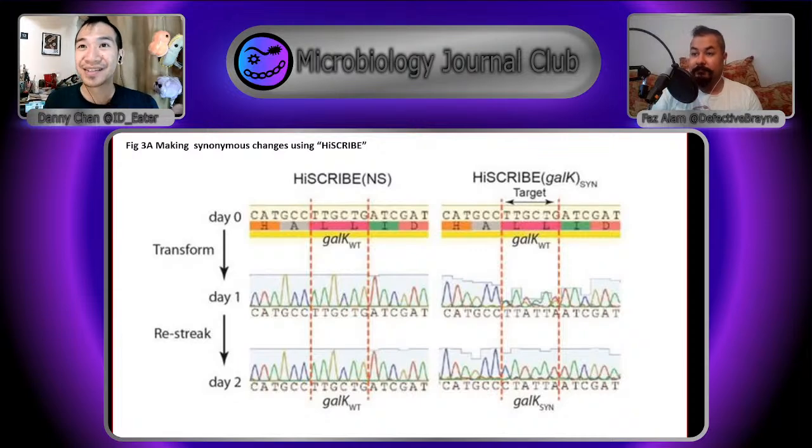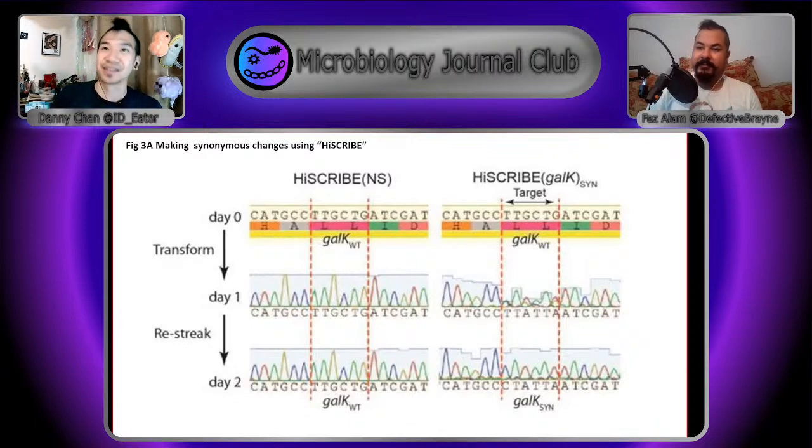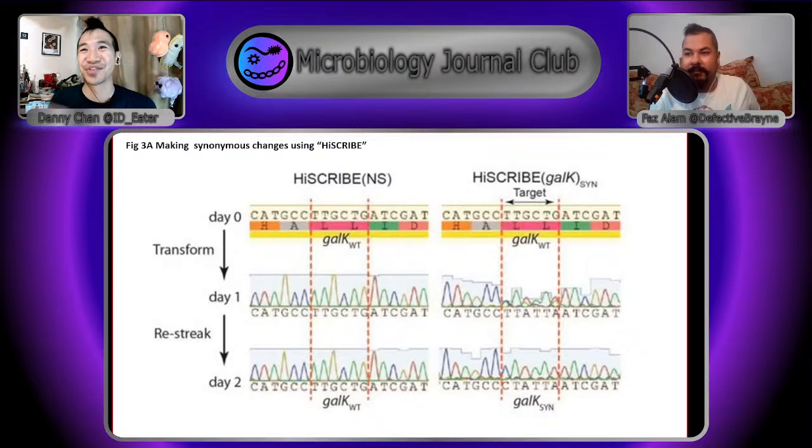And so you can see it's kind of uncertain. It means there's probably a mixture of cells on this plate. Some of them have been edited, some of them haven't, but the consensus seems to be the edited form. But by day 2, after they restreak them, so they take those cells and streak them out again, you can see the confidence is better for the things that are grown.